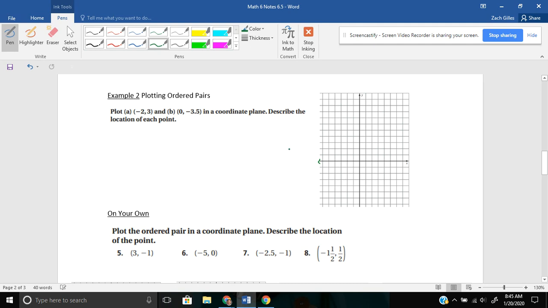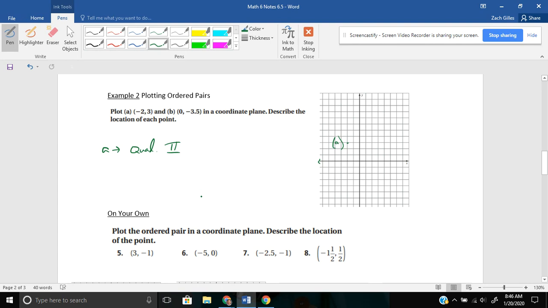Okay, you could add arrows here. And I'll plot A first, -2, 3. So I'm going to start at 0, negative 2 will be going left 2, and positive 3 will be going up 3. 1, 2, 3. There's my point, and I'm going to label that A. Left 2, up 3 is point A. And then describe the location of it. Well, 1, 2, point A is in quadrant 2.